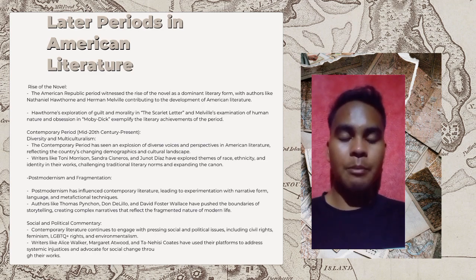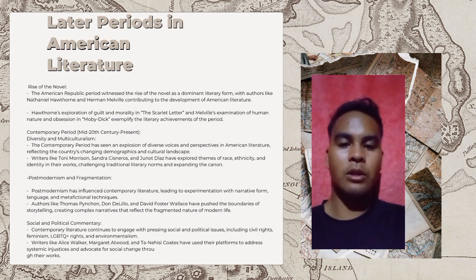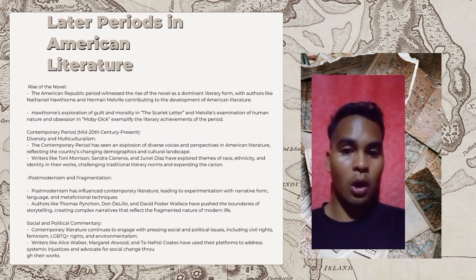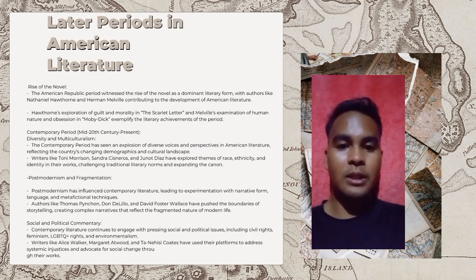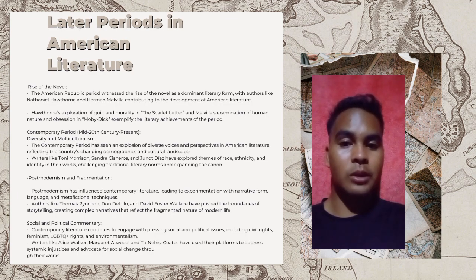Now the contemporary period, mid-20th century to the present. Diversity and multiculturalism: the contemporary period has seen an explosion of diverse voices and perspectives in American literature, reflecting the country's changing demographics and cultural landscape. Writers like Toni Morrison, Sandra Cisneros, and Junot Diaz have explored themes of race, ethnicity, and identity in their works, challenging traditional literary norms and expanding the canon.